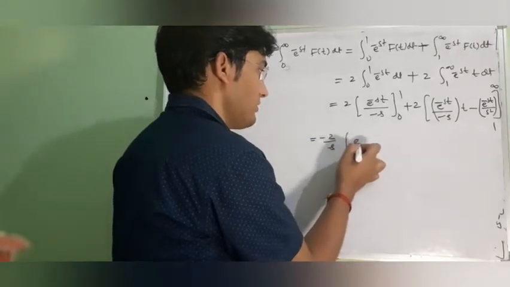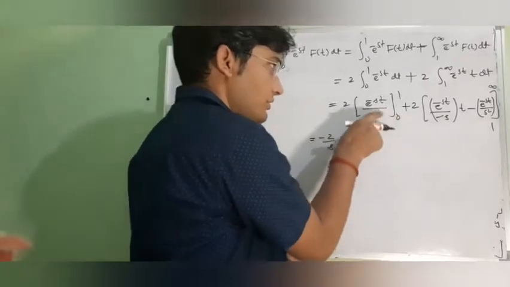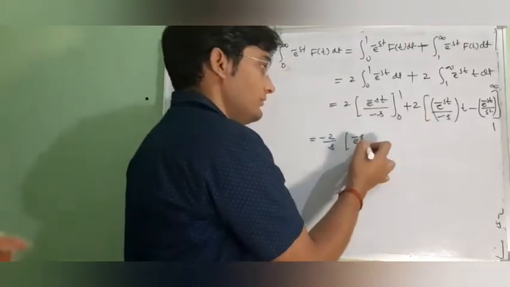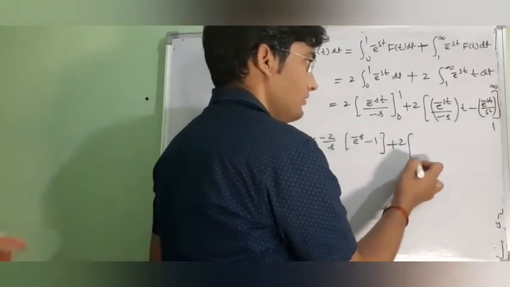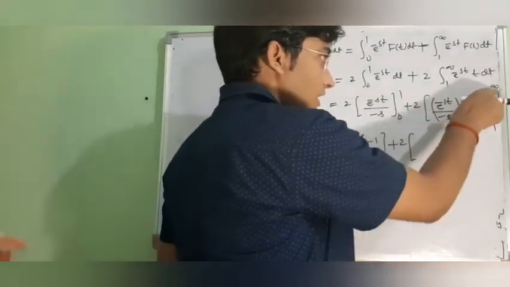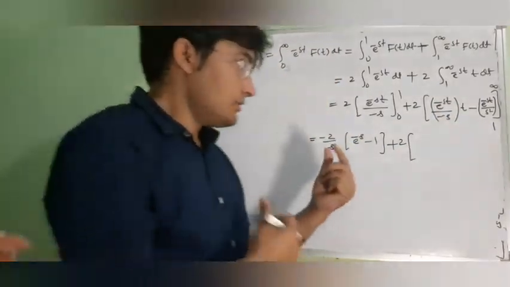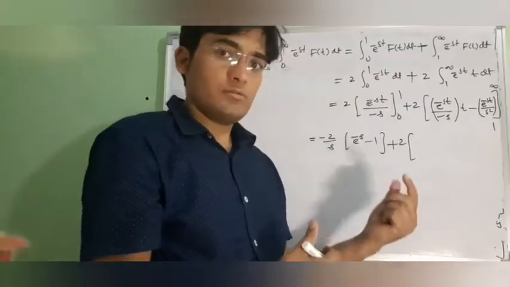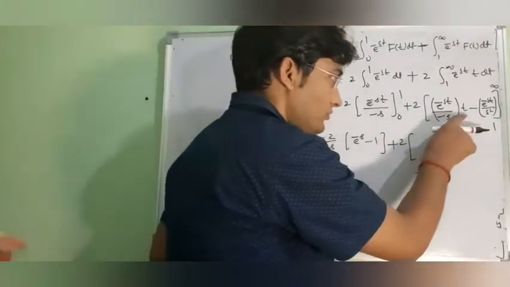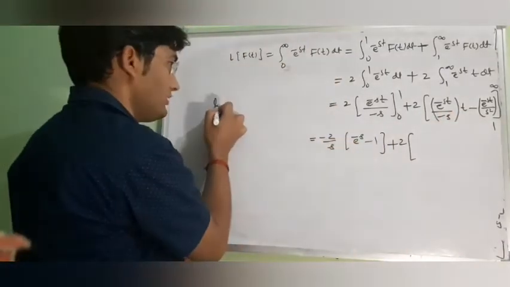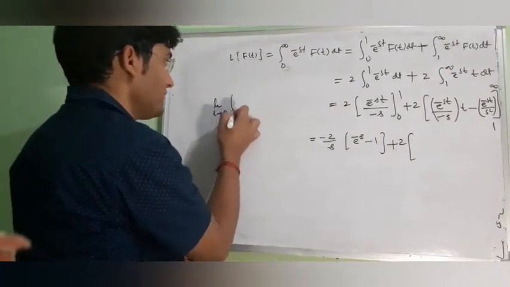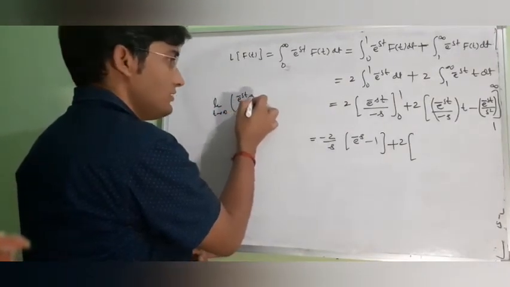The upper limit is e to the power minus s. And for the lower limit, we will have e to the power minus 0, that is 1. Then here, our upper limit will be e to the power minus infinity, which is 0. So this will give you 0. But actually, it is not so easy. We will have to take the limit as t tends to infinity, e to the power minus st into t.